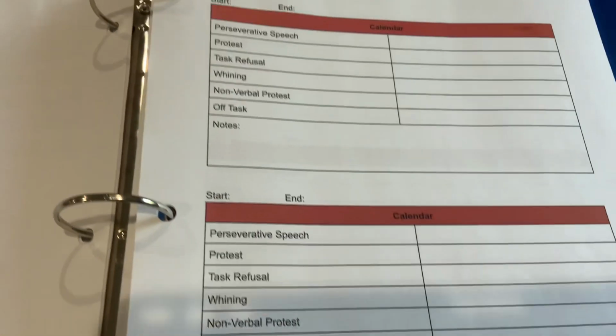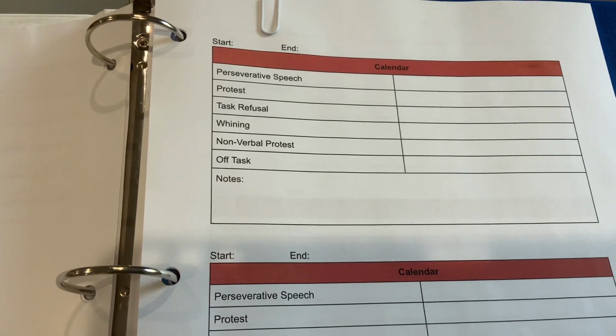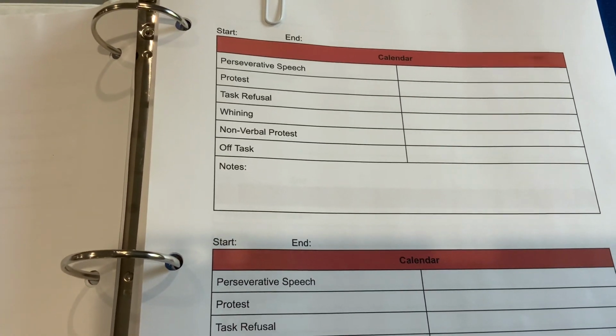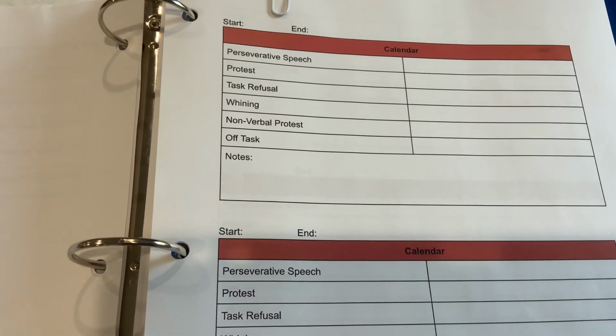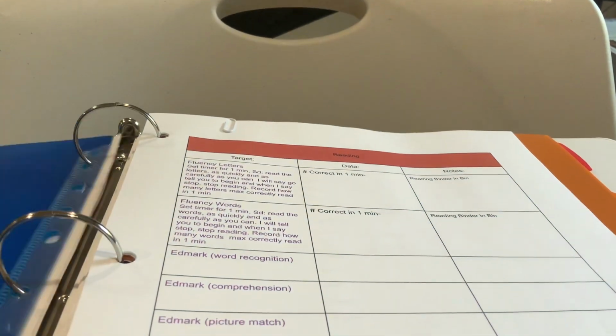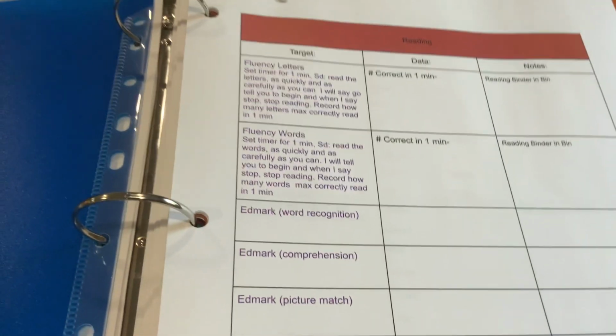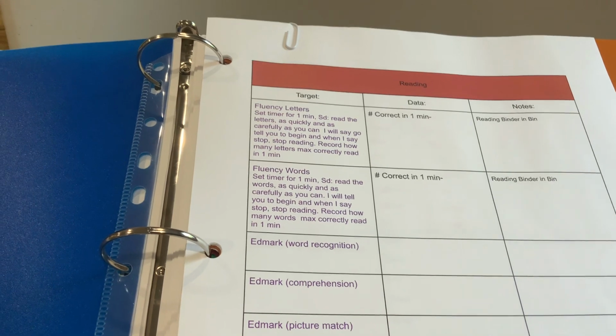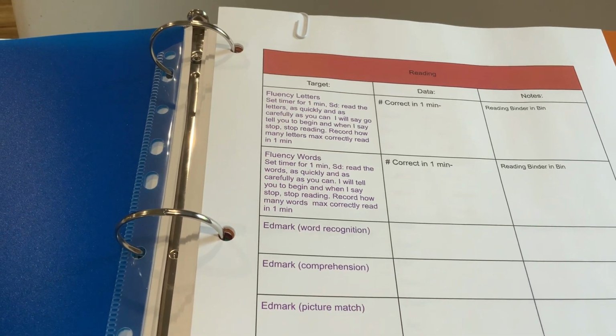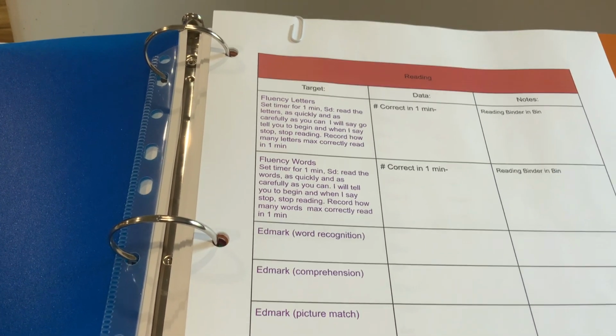So if you need to take data on his behavioral things, you can have that kind of sitting next to you too. So that's super simple. Okay. And then in the next section, we have reading. So everything now that's on the data sheets, it's in the reading bin. And the other thing that I did too.